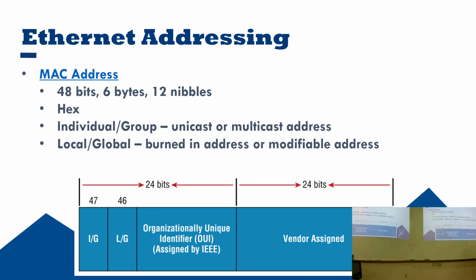So for example, if I'm a vendor and I'm making network interface cards, I go to IEEE and I say, I would like to have an organizationally unique identifier. Okay? And then from that, I also have to have the individual or group. You can tell us if it's unicast or multicast, which we're going to cover in more detail in chapter 6, as well as local or global.